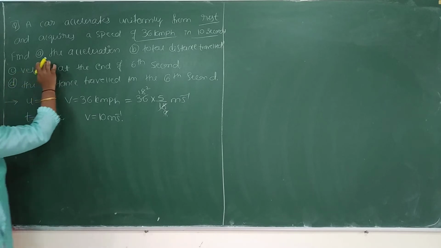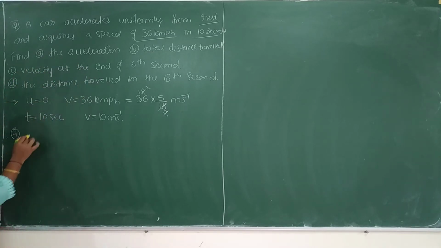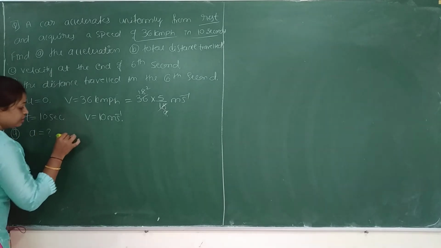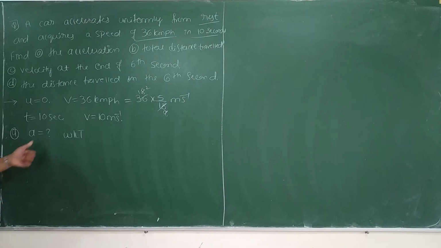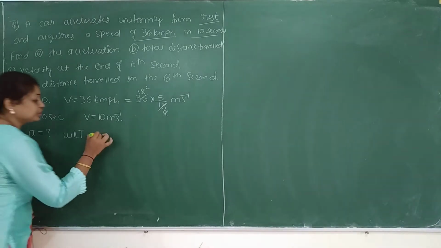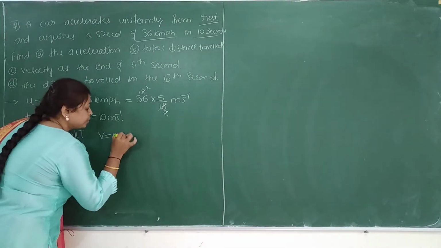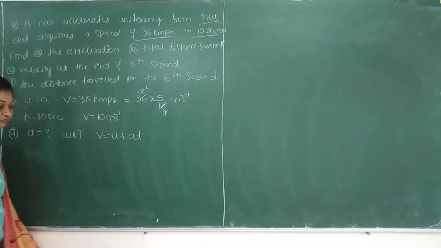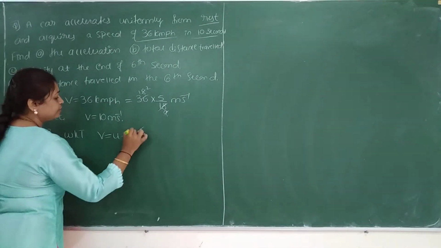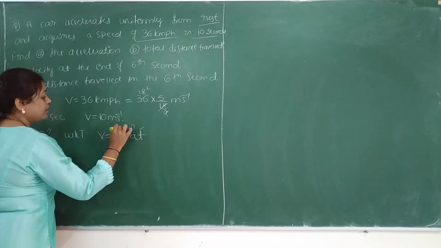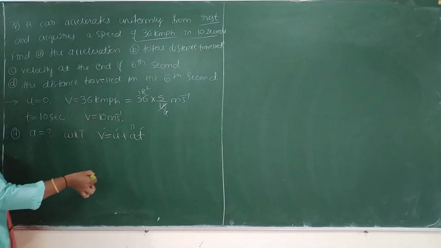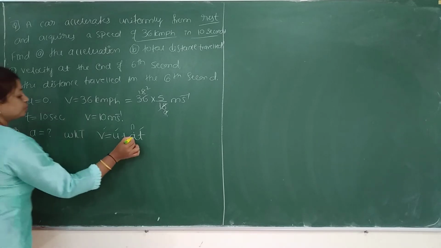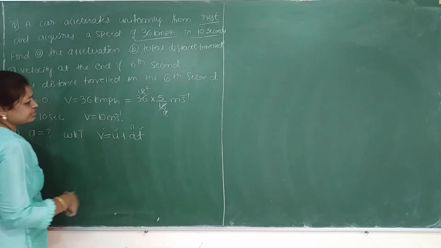So first one, question A. What you have to calculate? Acceleration of the car. So acceleration is equal to question mark. By seeing the data, you can apply the first equation of motion, that is v equals u plus at. Now you know the t value, and initial velocity and final velocity are given here. Just substitute. To calculate a, just rearrange.